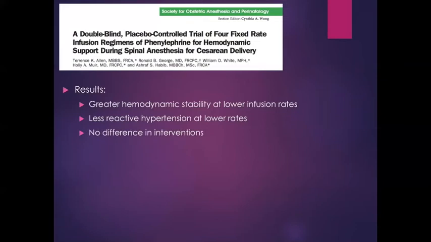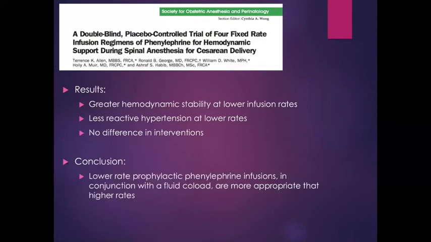And the authors concluded that prophylactic phenylephrine infusions reduce the incidence and severity of maternal pre-delivery hypotension. Among the fixed-rate infusions, 25 and 50 micrograms per minute were associated with greater hemodynamic stability compared with the higher rates. So therefore, if a prophylactic fixed-rate infusion is used in conjunction with a fluid co-load, the lower rates are most appropriate.